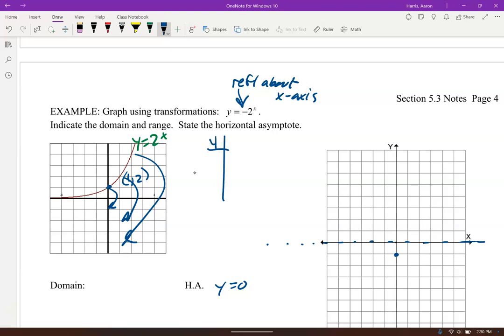And if you're not sure, you can always plug some points in. Throw 0 in. 2 to the 0 is 1. So you got negative 1, 0, negative 1, right? Plug 1 in.